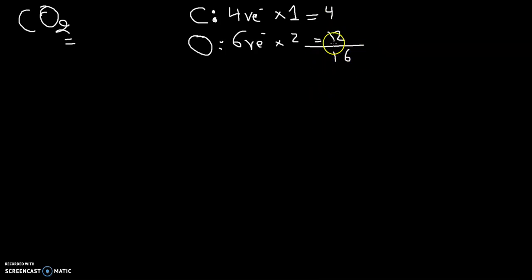So the total electrons that I need to distribute are 16. If I divide this number by 2, I'll get 8 pairs. 8 pairs of electrons that I need to distribute.